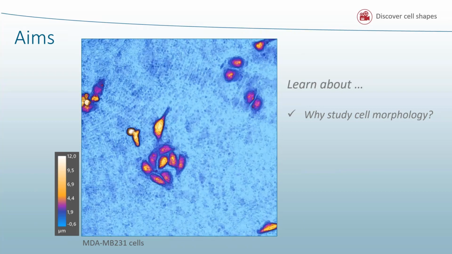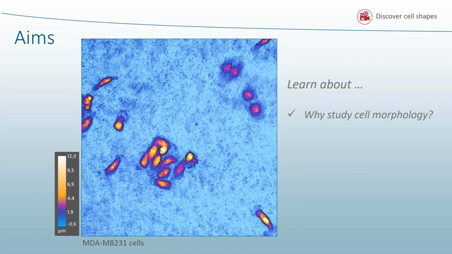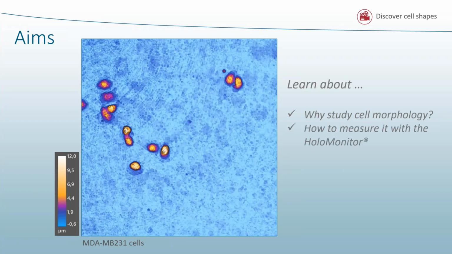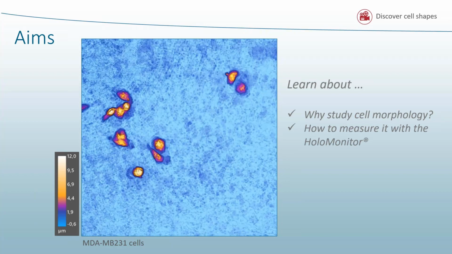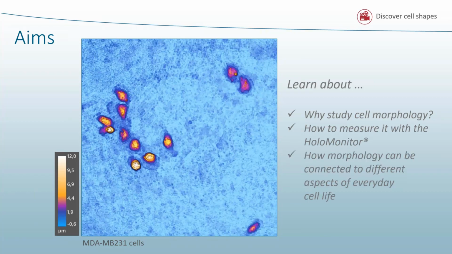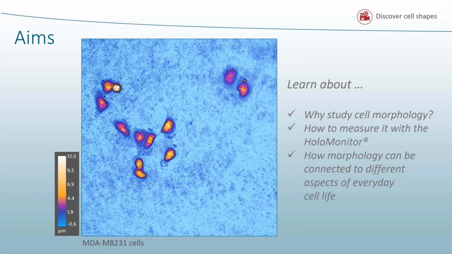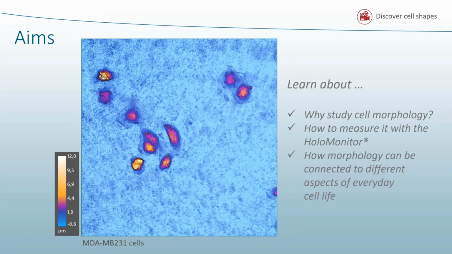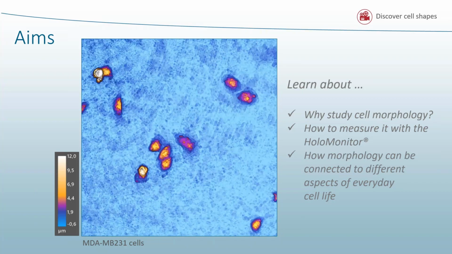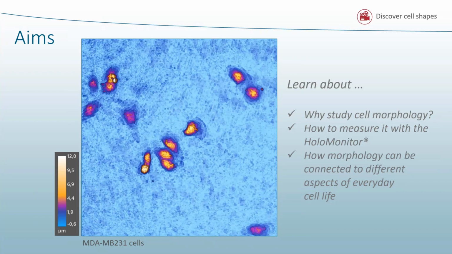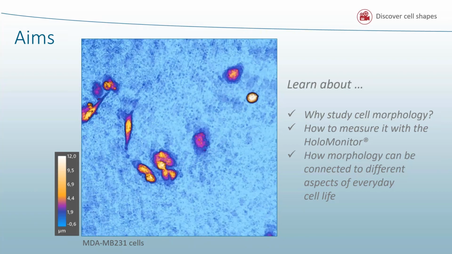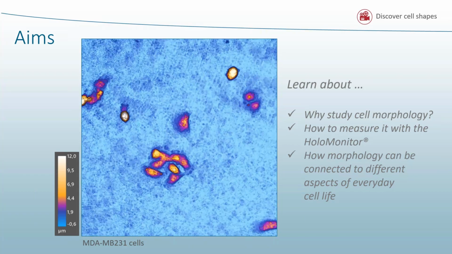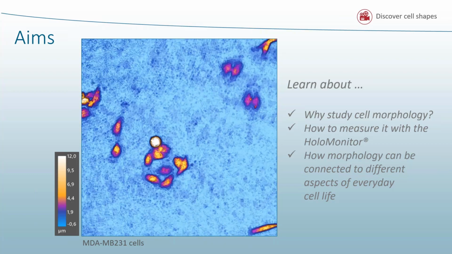I'm going to talk also about how we can measure cell morphology using the HoloMonitor, and how these morphology measurements can be used to study different aspects of everyday cell life, like cell differentiation or treatment with different substances. That's all part of a cell's everyday life.